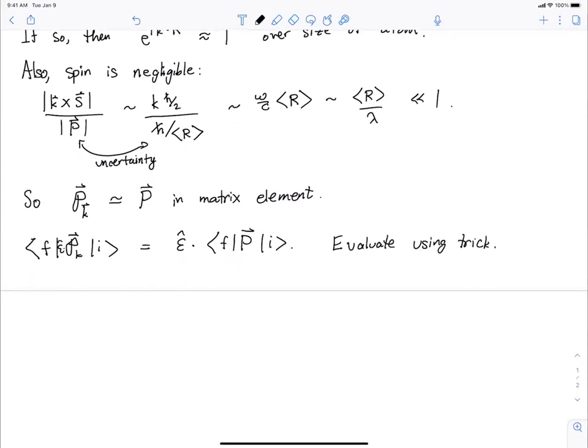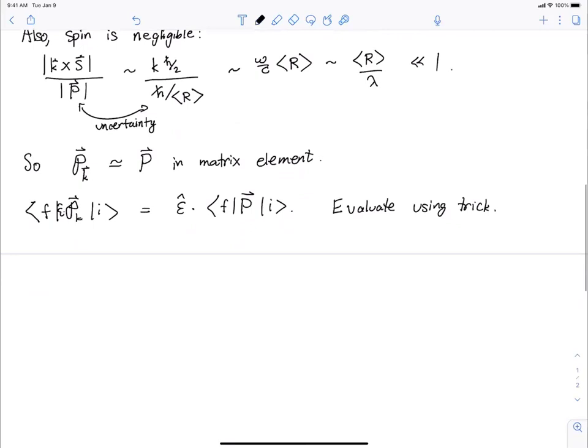And the trick is going to be: notice that the momentum operator is the commutator of the Hamiltonian with something. In fact, that something is the position operator. So let's write that down. We're taking the commutator of the unperturbed Hamiltonian with position.